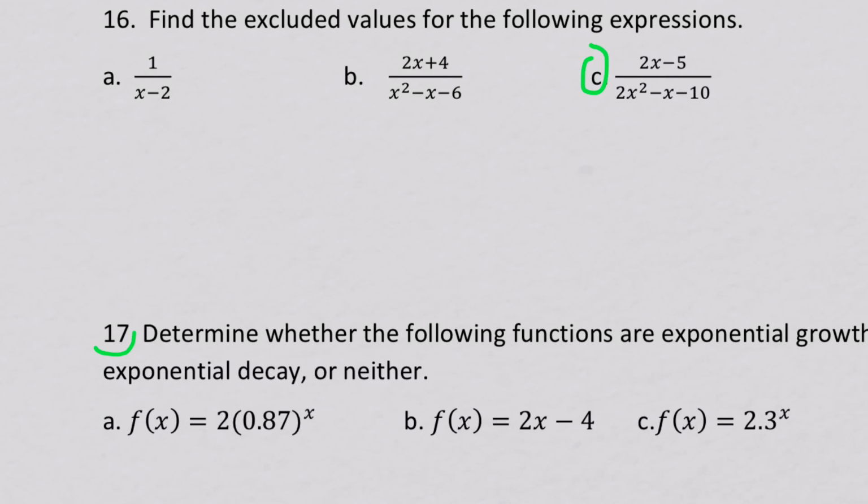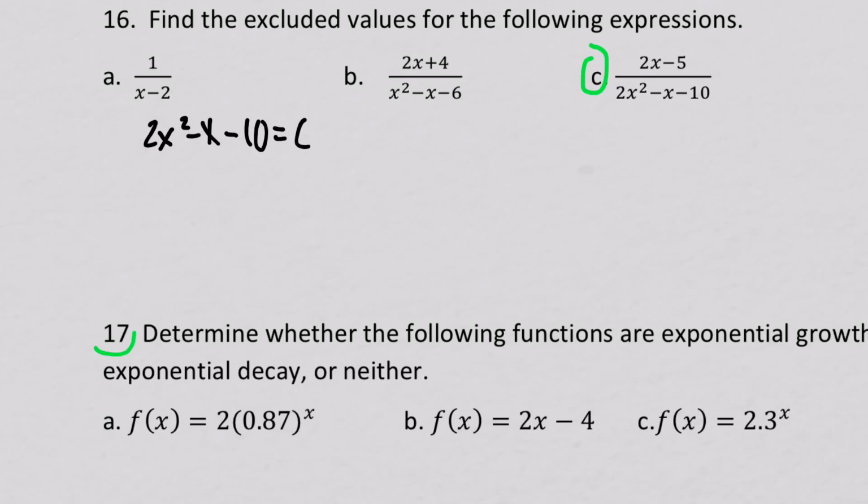Okay, the next one I'm going to do is number 16, part C. It says find the excluded value for the following expressions. When you're looking for excluded values, you need to concentrate on the denominator, right? You don't want the denominator to be 0. That's what you don't want. So you set it equal to 0 so you can find the values that would make it 0, which is impossible. So what I'm going to do is take the denominator, which is 2x squared minus x minus 10.